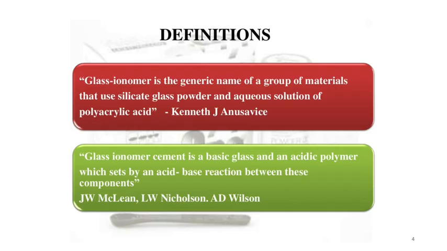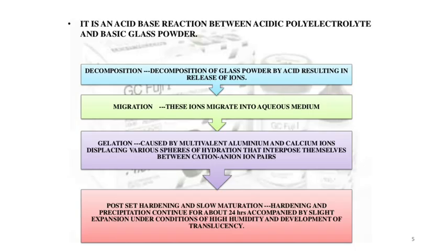Glass ionomer cement is the generic name of a group of materials that use silicate glass powder and an aqueous solution of polyacrylic acid. This is the definition given by Kenneth J. Anusavice. And according to J.W. McLean, glass ionomer cement is a basic glass and an acidic polymer which sets by an acid-base reaction between these components. It is an acid-base reaction between acidic polyelectrolyte and basic glass powder.